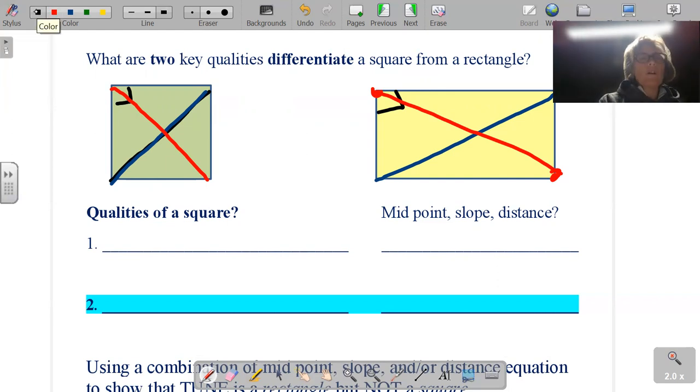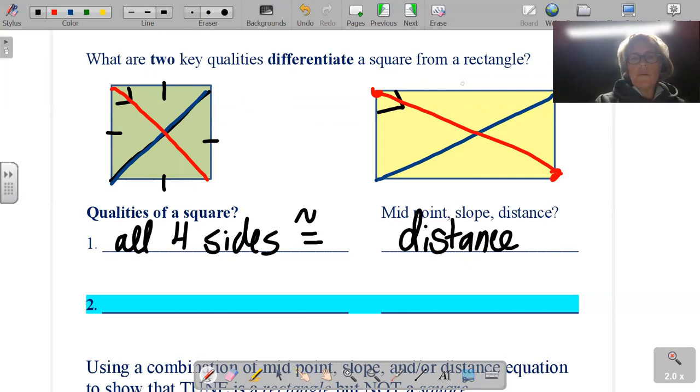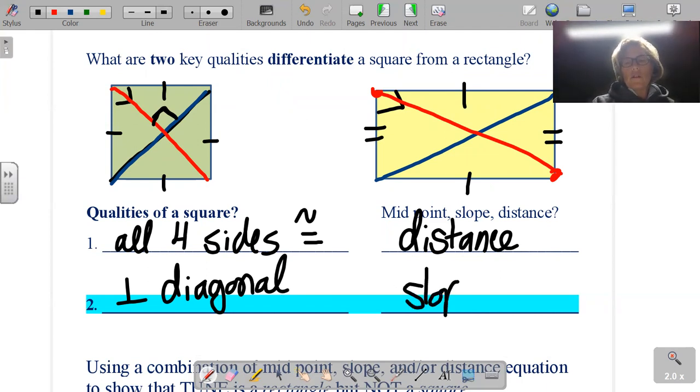Qualities of a square, of course, is the fact that all four sides are congruent. And if we want to go that way, that would be a distance concept, because a rectangle only has opposite congruent sides. And what's different about a square is it has perpendicular diagonals in the middle. Perpendicular diagonals. How would you prove that? Slope.